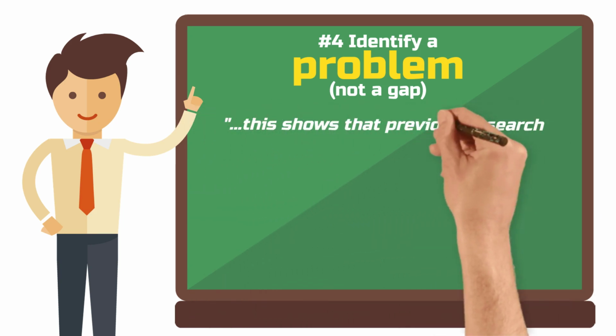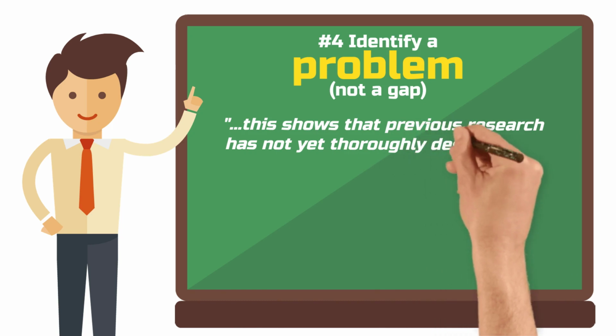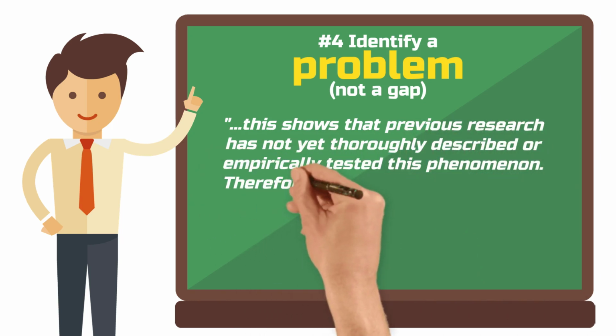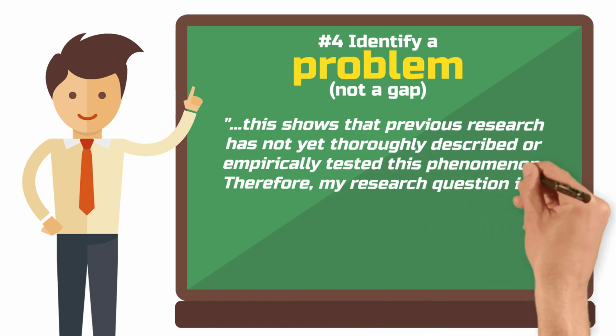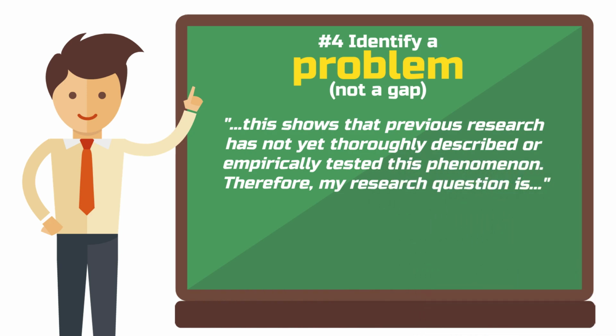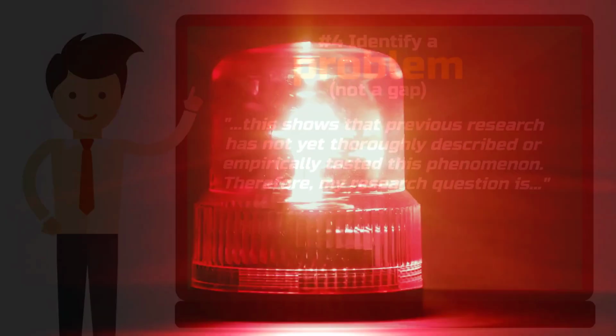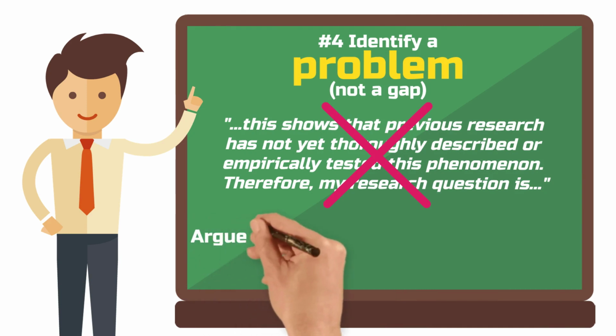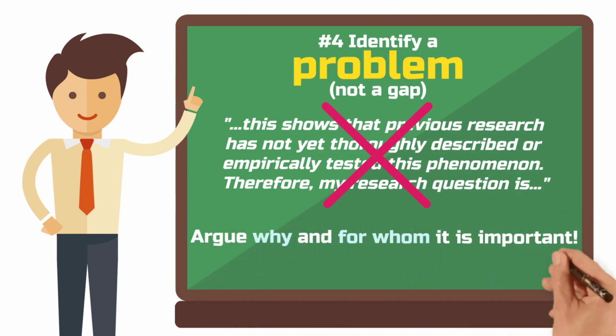This shows that previous research has not yet thoroughly described or empirically tested this phenomenon. Therefore, my research question is... at this point, a red light goes off and the red pen comes out. Just because a subject has not been researched before does not mean that it should be. You must argue why and for whom it is important.